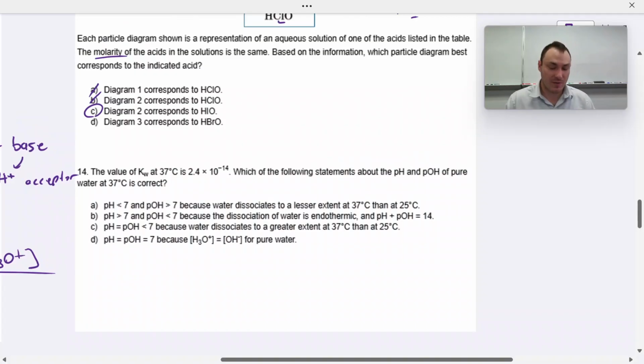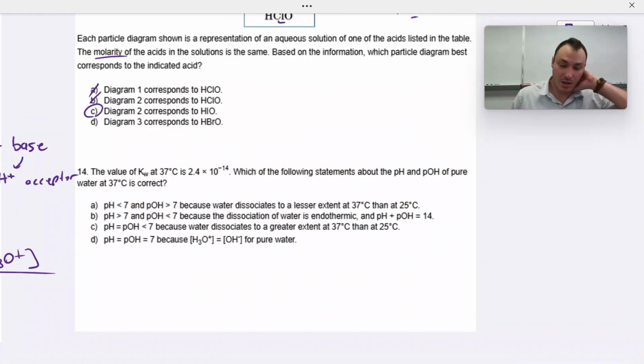All right, last question. The value of Kw at 37 degrees is 2.4 times 10 to the negative 14th. Which of the following statements about the pH and pOH of pure water at 37 degrees is correct? When we change the temperature of water, the entire pH scale changes. Kw being 1 times 10 to the negative 14th is only true at 25 degrees Celsius.